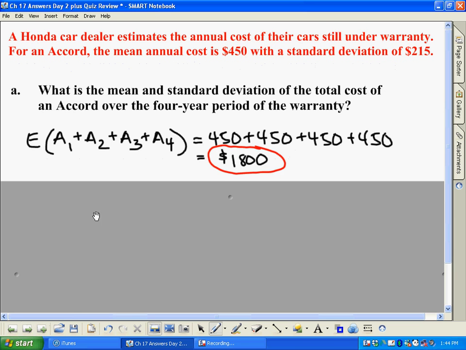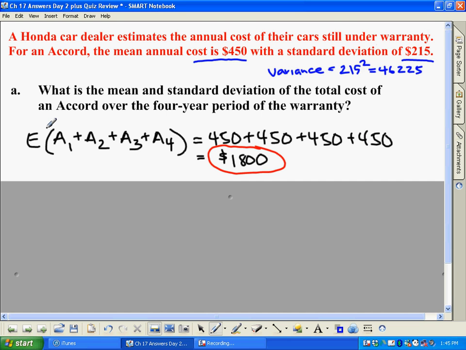All right, so in the first scenario here it's what's the mean and standard deviation of the total cost over a 4-year period for an Accord. And what we know is the mean annual cost is $450 and the standard deviation is 215. Also, if we know the standard deviation, we automatically know the variance, because whatever the standard deviation is, in this case 215, the variance will be that number squared. So it'll be 215 squared, which is 46,225, or we can also just leave it as 215 squared.